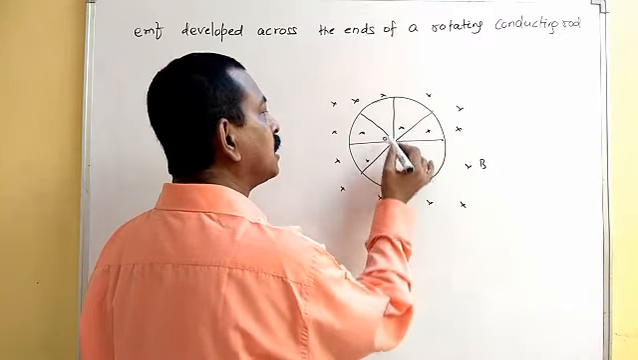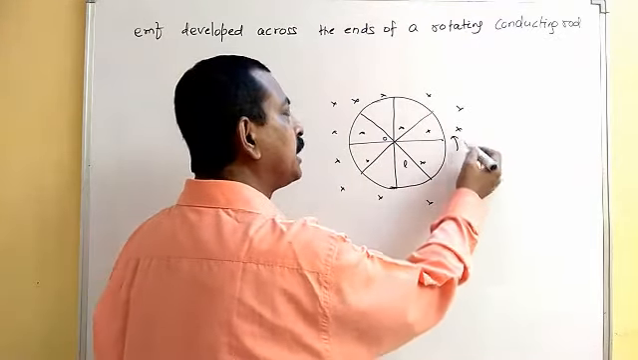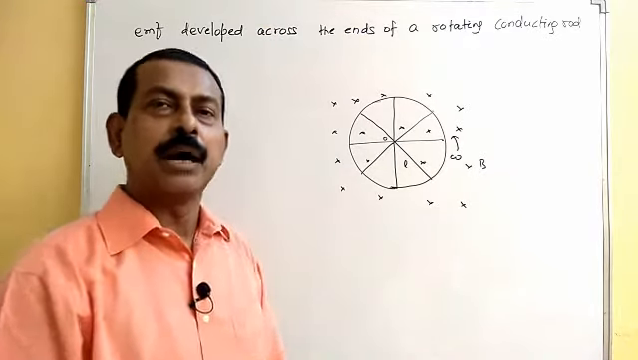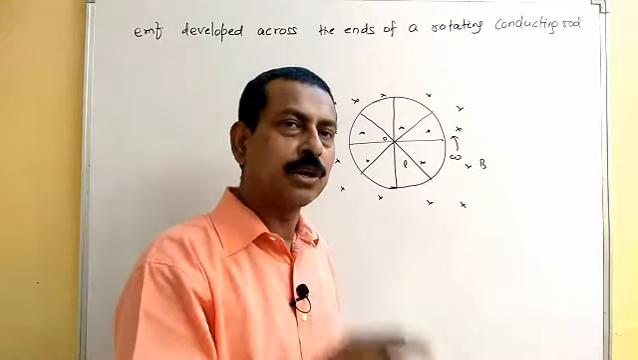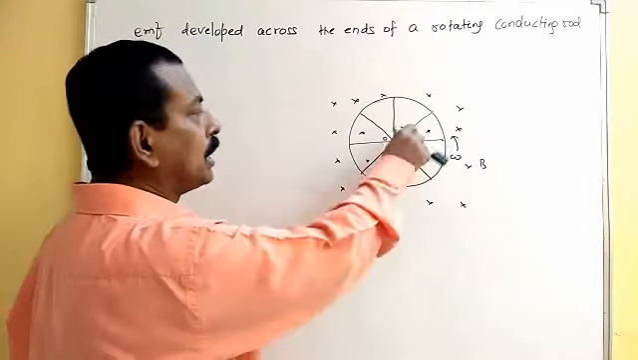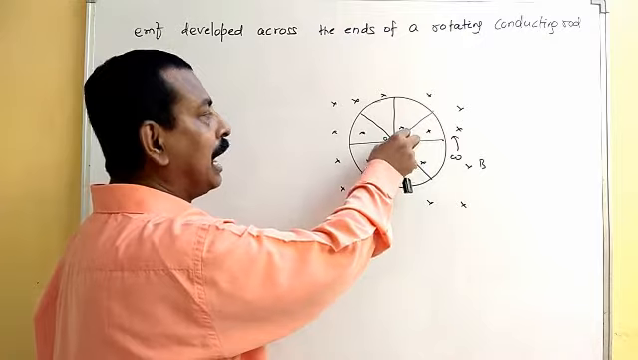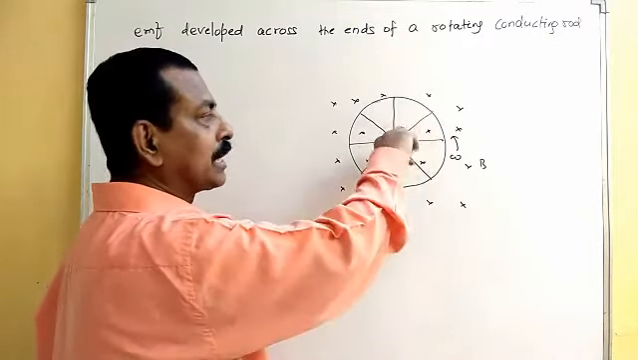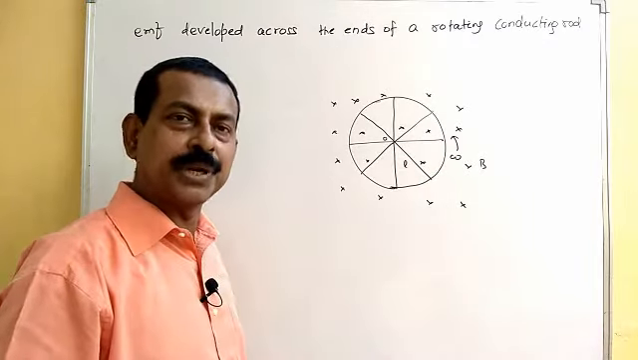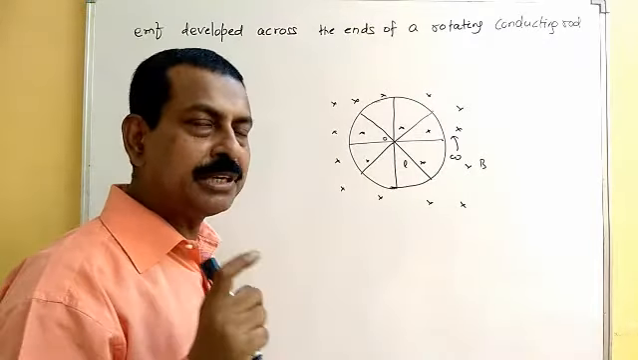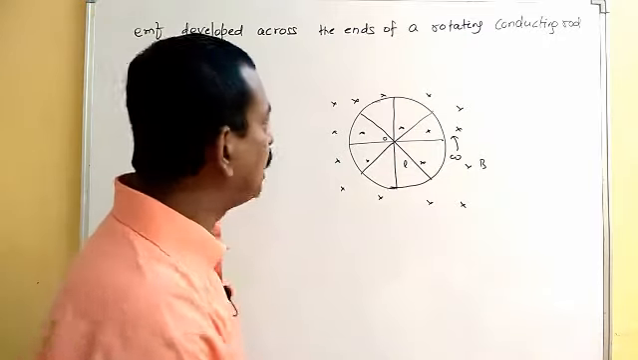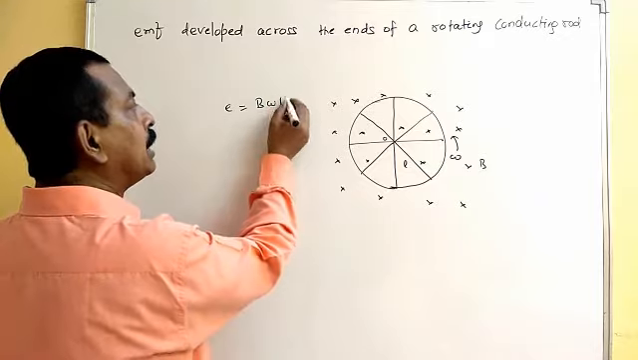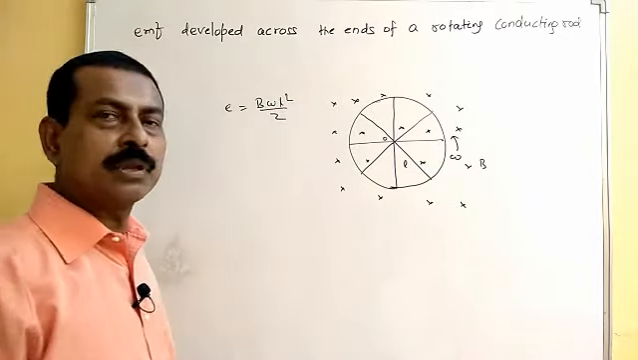And the spoke's length is L, and this is being rotated with the angular speed omega. It is just like what we have done earlier. We have taken a rod with one end fixed, and it is being rotated about that fixed end in the region of the magnetic field with a particular angular speed omega. We have seen the EMF developed across its ends, and we got the expression for the EMF as B omega L square by 2.